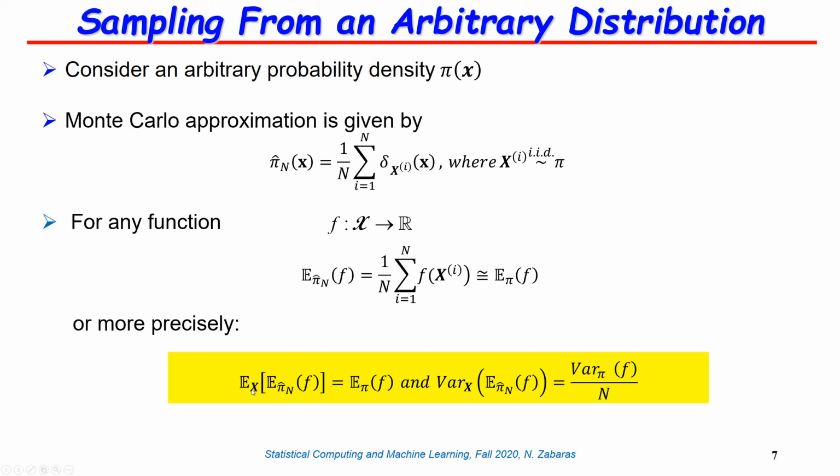So if you take the expectation of this with respect to the true distribution pi of x, this returns you the true expectation of f under pi, because we said this is unbiased, and the variance turns out to be the variance of f divided by n, and these are all things we have seen in the earlier lecture. And again, we have not addressed how we get those samples under some distribution pi of x. And that's what we will discuss today.